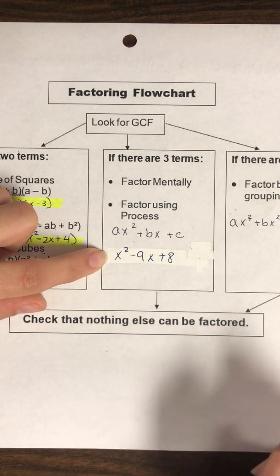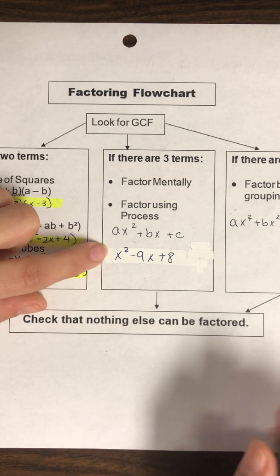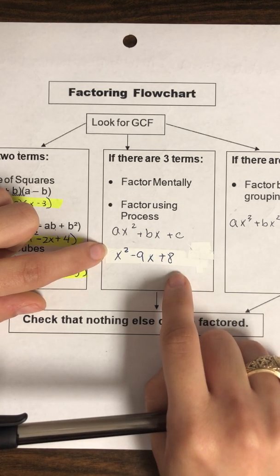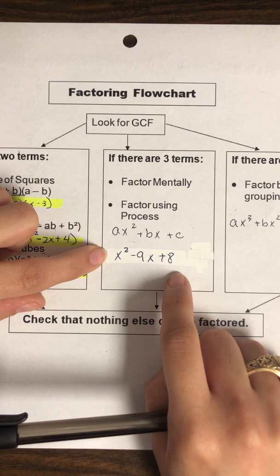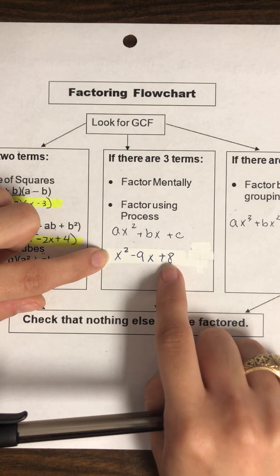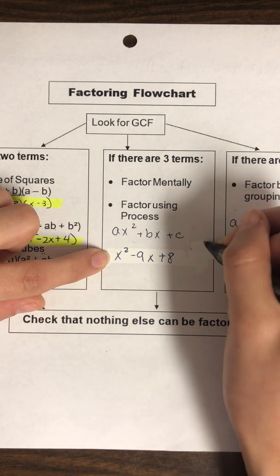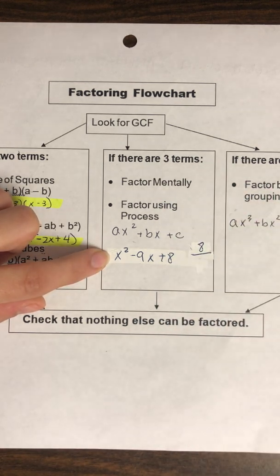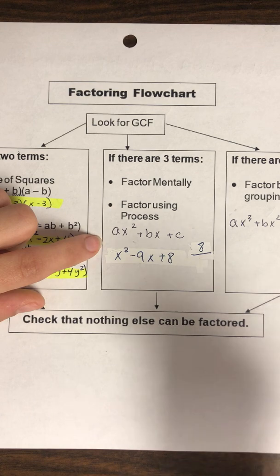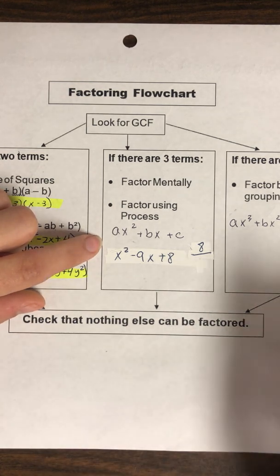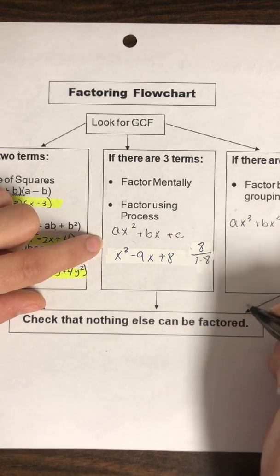First thing we're going to do is multiply my a and my c value. What is my a value? 1. My c value is 8. 1 times 8 is 8. Now, I'm going to find factors of 8. What times what equals 8? 1 times 8 equals 8.